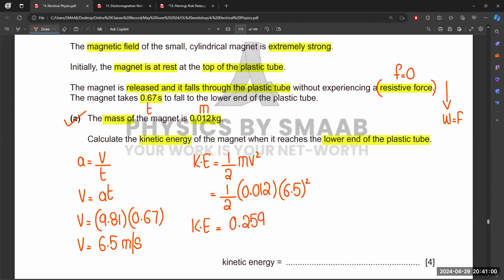Or in two significant figures, we can write 0.26 joules. Right? So this is the value of kinetic energy for this question.